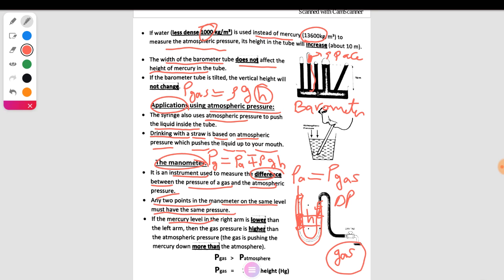If the mercury level in the right hand is lower than the left side, the gas pressure is higher than the atmospheric pressure. The gas pushes mercury down more than atmospheric pressure. This means that P gas is greater than atmospheric pressure, or P gas equals P A plus the height of mercury. P A is constant, equal to 76 centimeter mercury at sea level. Goodbye and good luck.